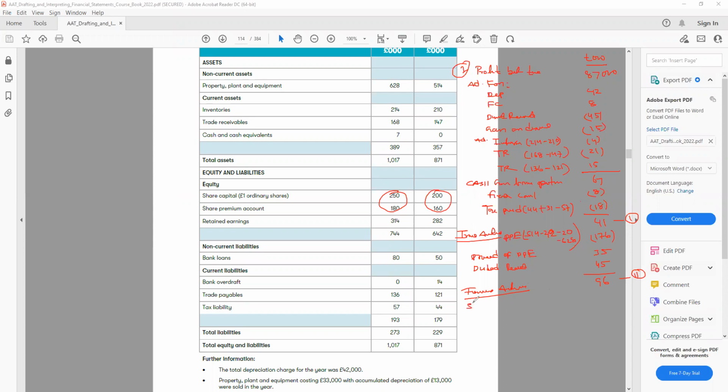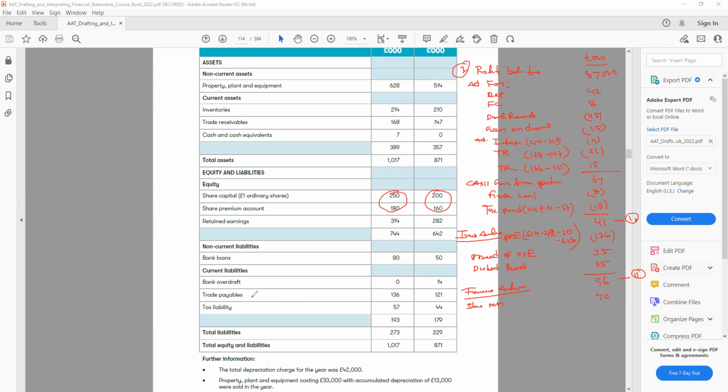So share issue. If it is increased, that means I issue more shares. That means more money coming to the business. Last year it was only 360. Now it is 250 plus 180. So I issued more shares. That's why more money came to the business. So it will be an inflow, money is coming.